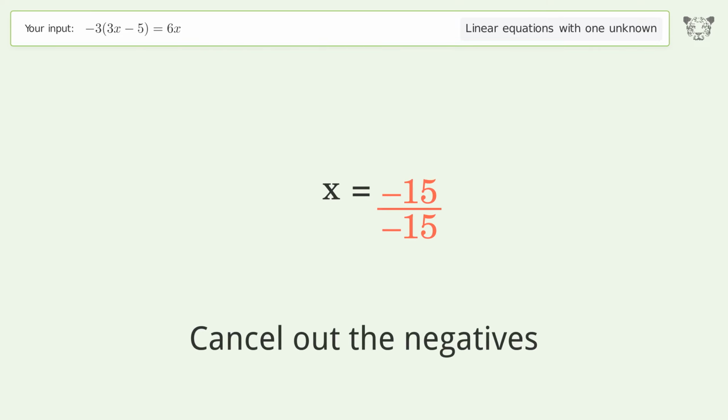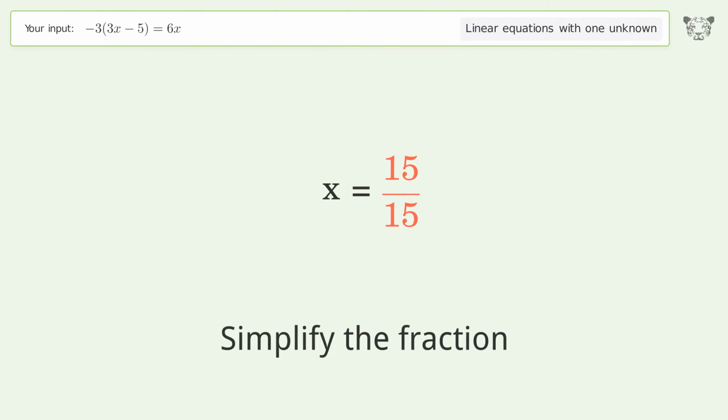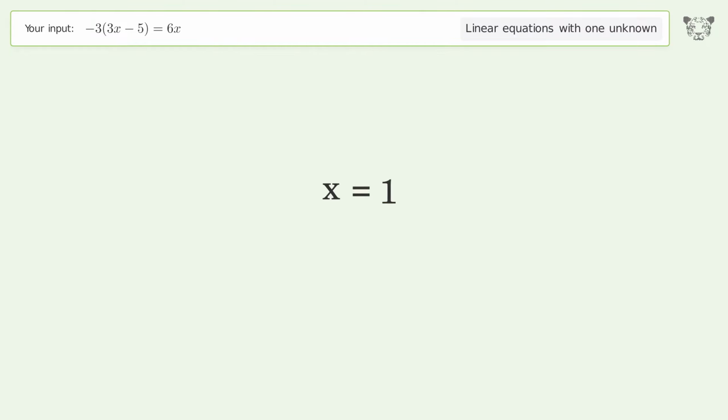Cancel out the negatives. Simplify the fraction. And so the final result is x equals 1.